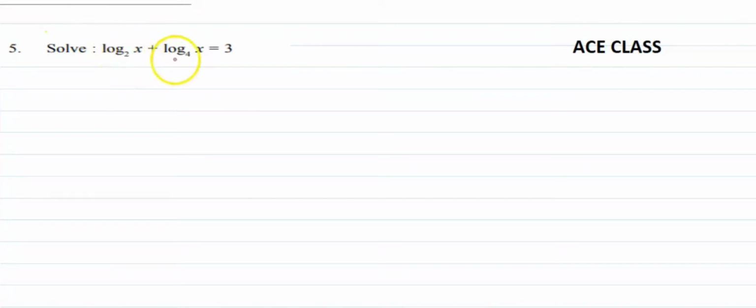Log x to the base 2 plus log x to the base 4 equals 3. Whenever you are applying the formula log a plus log b equals log ab, the base must be the same in both cases. Here my bases are different, so I cannot add them or multiply them. Solve in the sense you need to find out the value of x.